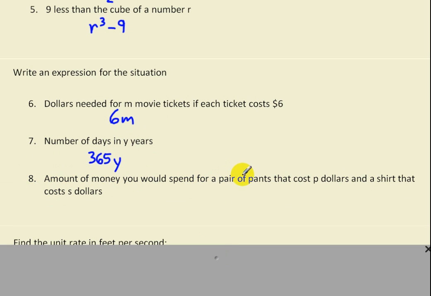The amount of money you would spend for a pair of pants that cost P dollars and a shirt that costs S dollars. So we're going to spend P dollars, and then in addition to that, so adding, we're going to spend S dollars for our shirt. So that's an S, not a 5.